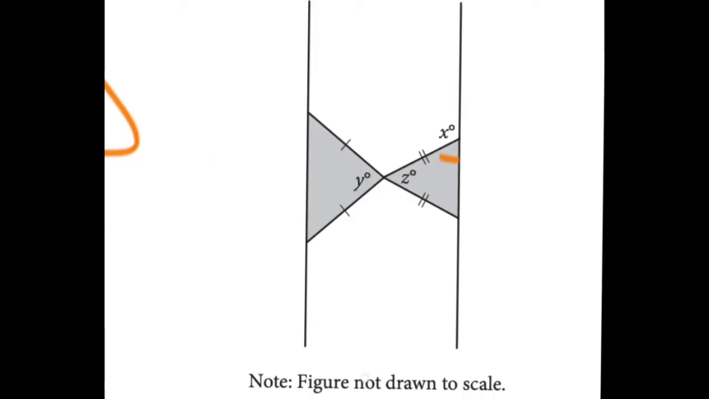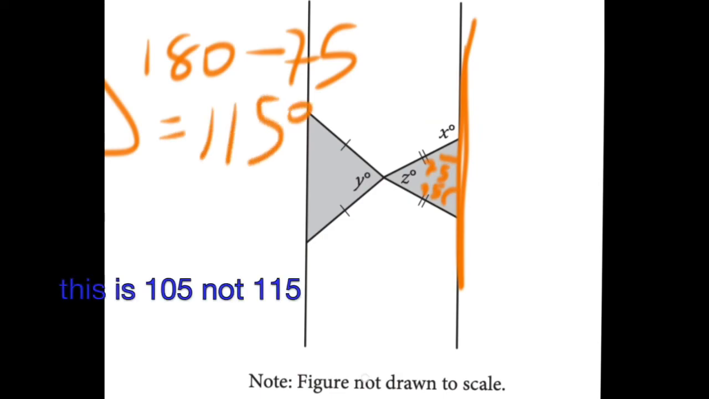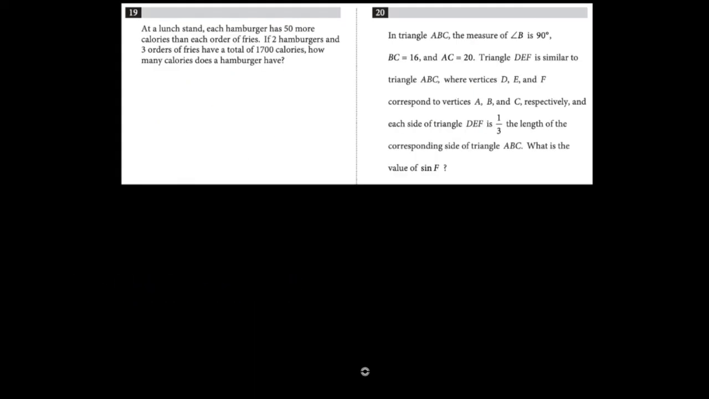You can see that this is 75. This is also 75. This is really hard to draw. But we know that because this is a straight line, x has to be 180 minus 75, which is 115 degrees. So this is pretty straightforward. We just set up a system of equations.